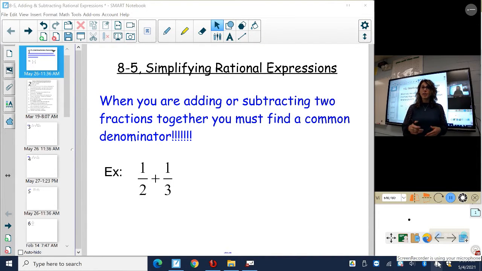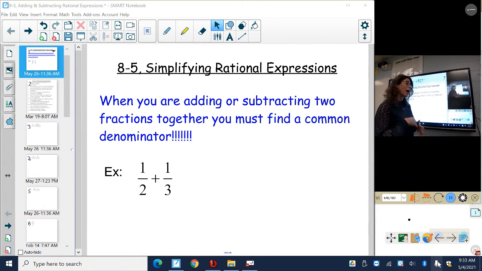Okay, today we're going to be talking about section 8.5, which is adding and subtracting rational expressions. Yesterday we multiplied and divided rational expressions. Today we're going to add and subtract them. Now whenever you add two fractions together, the first thing that you need to remember is you need to get a common denominator. So a lot of the rules that we did yesterday are still going to apply to what we're doing today.